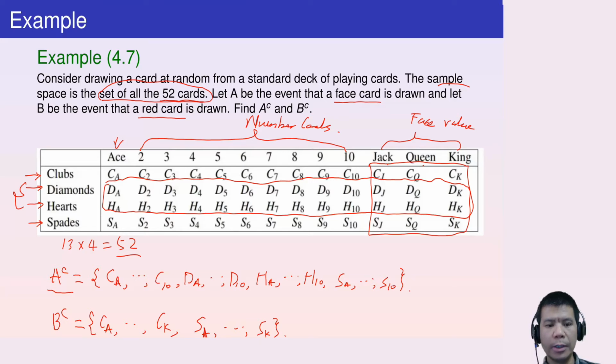Now, all right, so this is the example about the complement of the event. So the complement of A, that means not A, not a face card. The B complement, that's not B, not a red card.